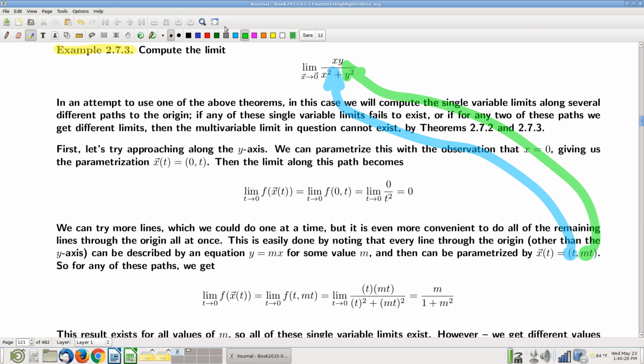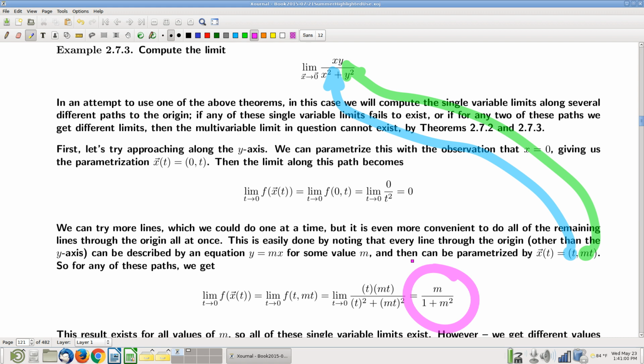And in this case, notice what happens. Plugging in the parameterization, we get this multivariable limit. The t's cancel. We have the limit of a constant. That gives us a constant: m over 1 plus m squared. Okay, now let's interpret what just happened here. I just computed the limit along a particular path, y equals mx.